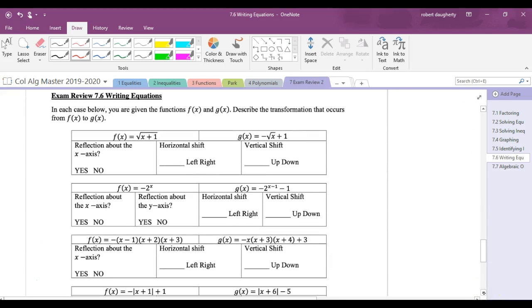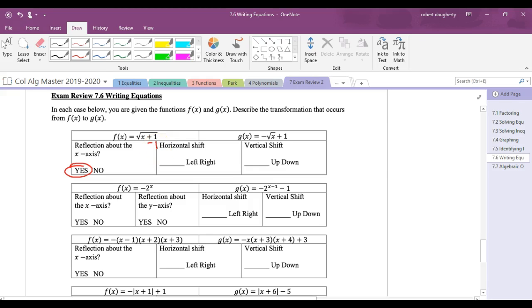Okay, continuing this, we're giving you two functions, f and g. You describe the transformation that takes you from f to g, okay? So if I look at it, going from f to g, it's been reflected about the x-axis. Did it move horizontally? Okay, under the square root, I had an x plus 1. On g, I have an x, so it looks like I subtracted 1, okay?